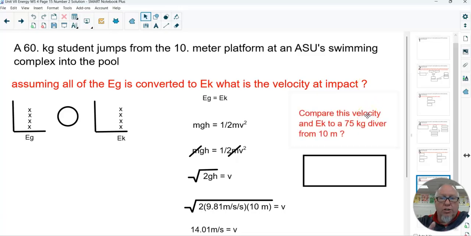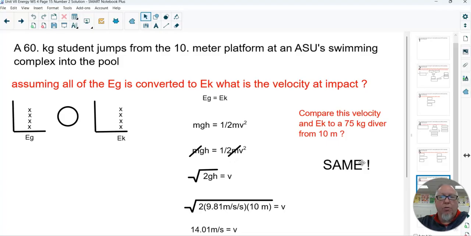A follow-up question is, what happens if the diver is 75 kilograms? Nothing. The velocity at the time of impact would be exactly the same as what I just went through. The mass cancels out of the equation. The only thing that changes the velocity at the time of impact is the height they left from. It doesn't matter if you do it with kinematics or with energy.